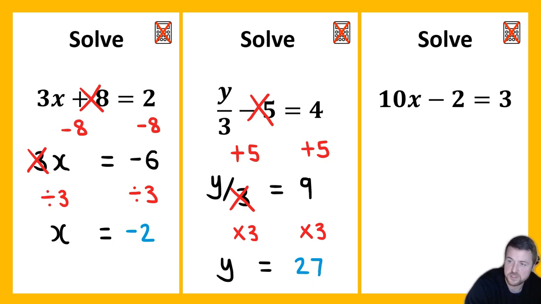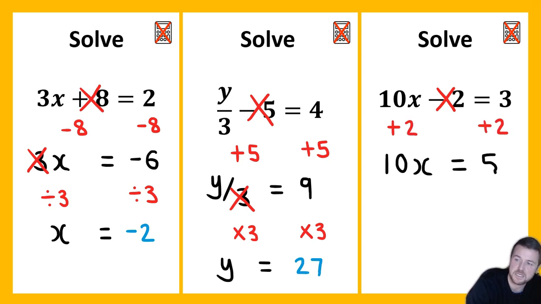And for the last question, x is being multiplied by 10 before subtracting 2. So the inverse to isolate x would be to add 2 to the left hand side and the right hand side. 10x is equal to 5. And this is a common mistake or misconception at this point, where people see 10 and 5 and automatically just divide the larger number by the smaller number and say that x is equal to 2.